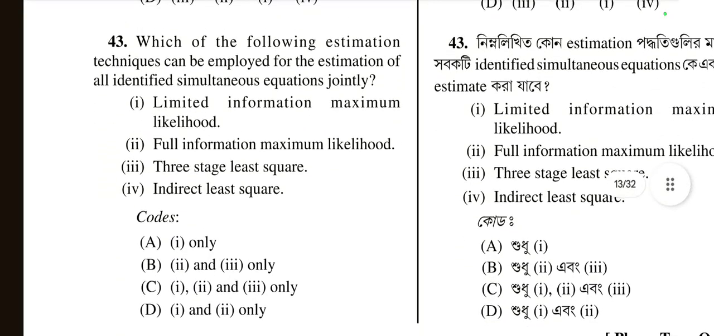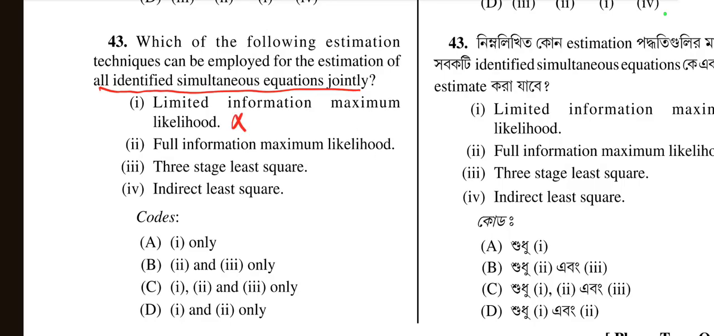Then come to question number 43. Which of the following estimation techniques can be employed for the estimation of all identified simultaneous equations jointly? Limited information maximum likelihood, full information maximum likelihood, three stage least square, indirect least square. The first is limited information maximum likelihood.